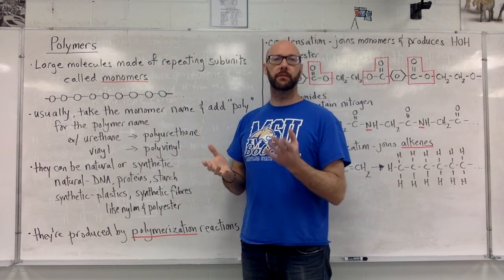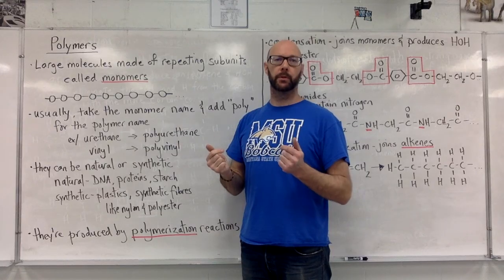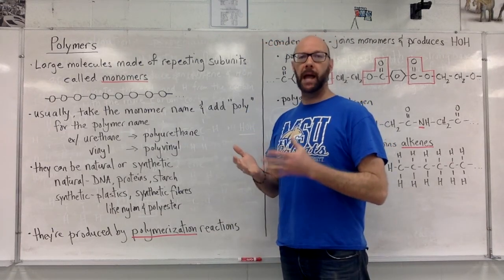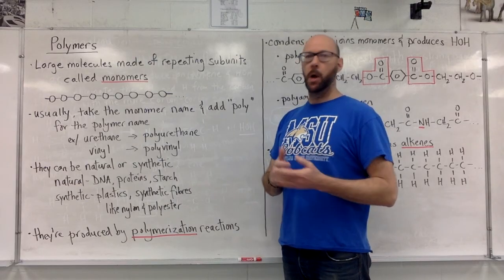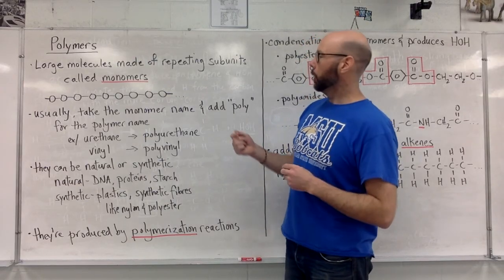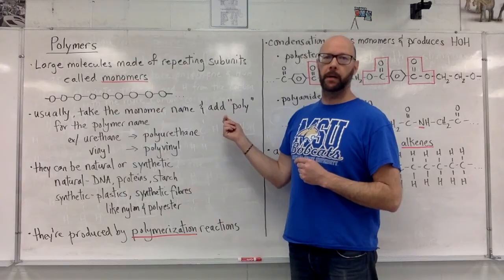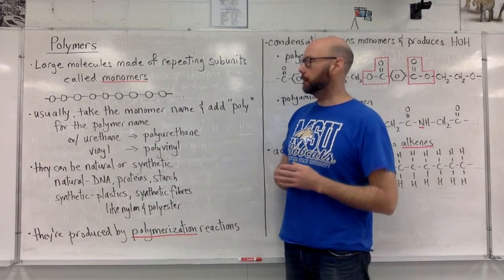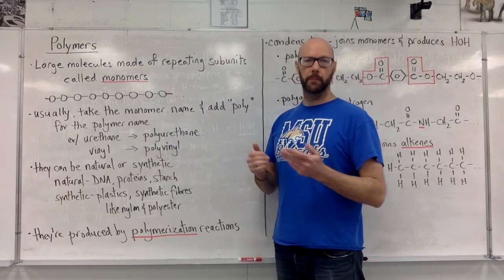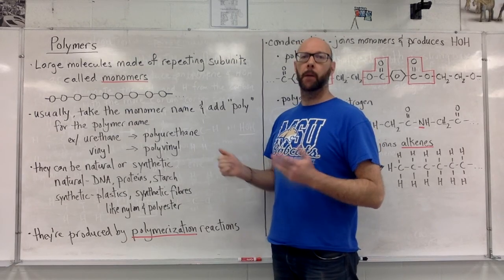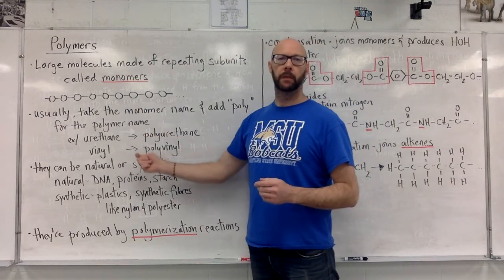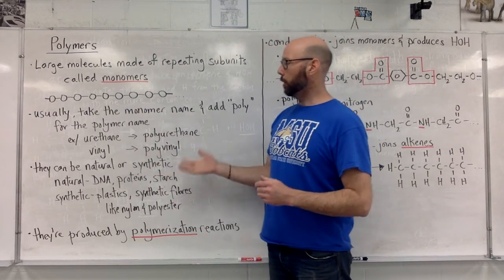Polymers are composed of individual subunits called monomers. There's usually a relationship between the polymer name and the monomer name. In most cases, for us at least, we're going to take the monomer name and add poly to arrive at the polymer name. For example, urethane would be the monomer, and the polymer is polyurethane. Or vinyl has the polymer name polyvinyl.